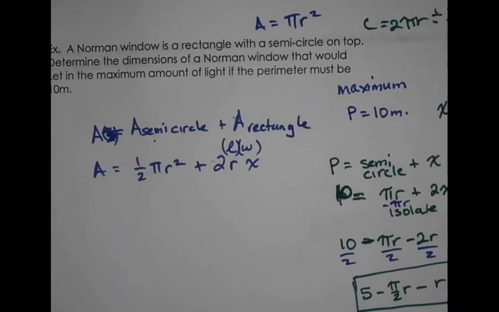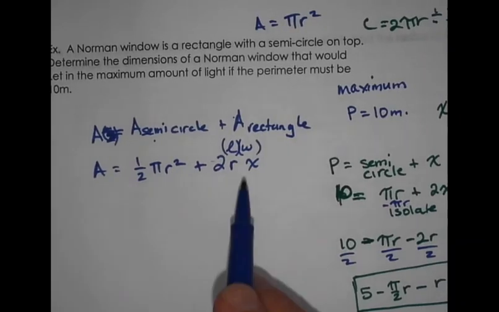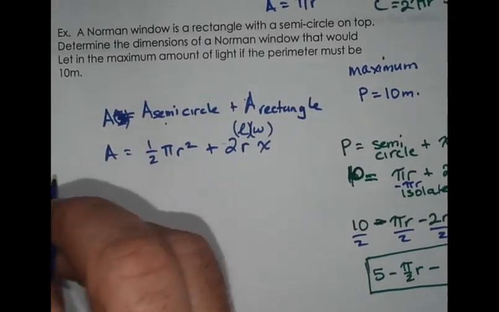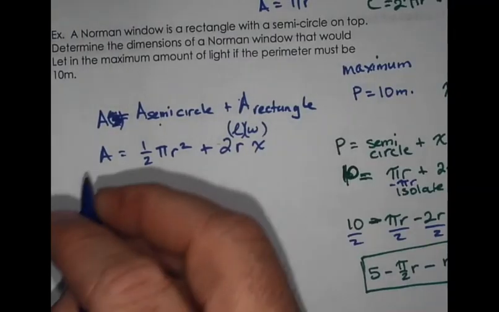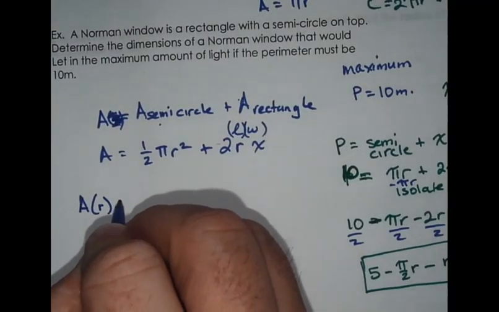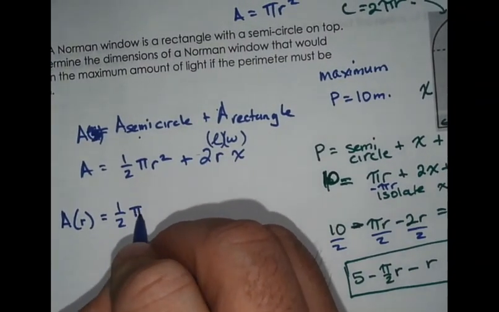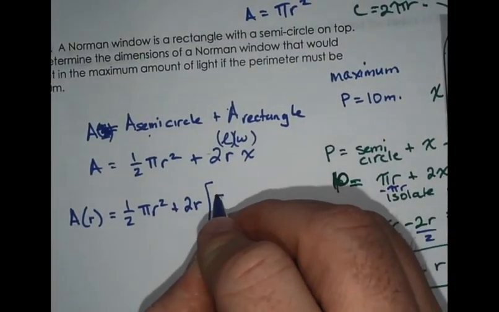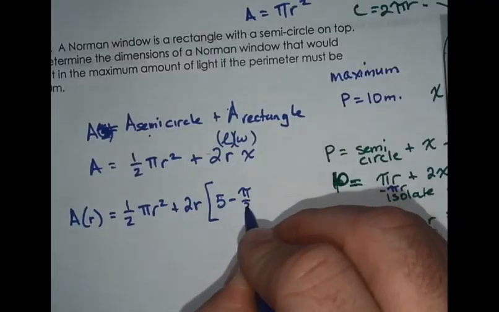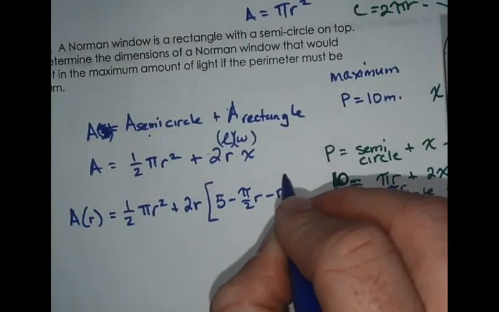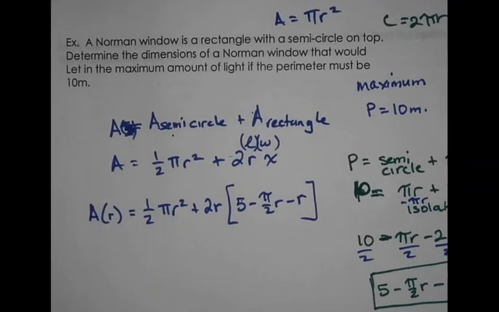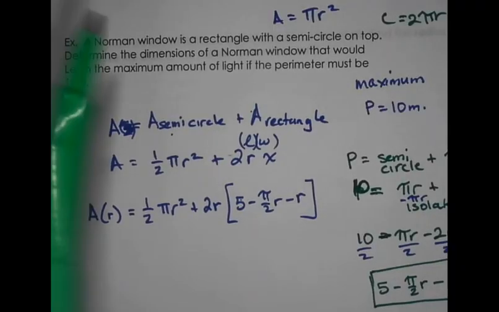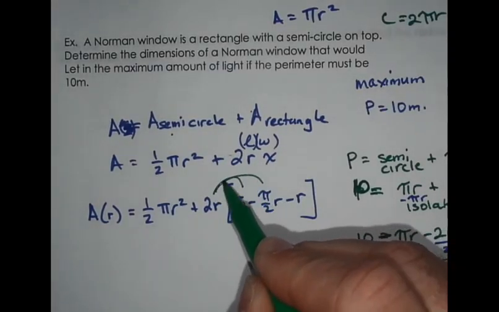And then we're going to replace x with this expression that we've created. So now we have an expression with just r. So the area with respect to r would be 1/2 pi r squared plus 2r, and then I'm going to put everything in here, 5 minus pi over 2 r minus r. Okay, I'm going to expand this, this into this, this into this.